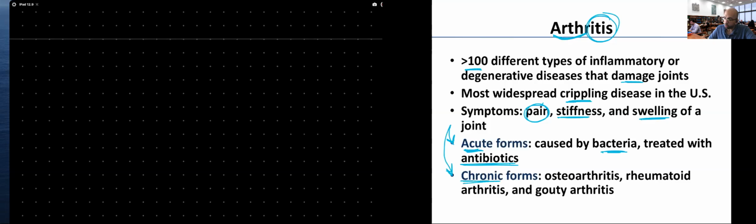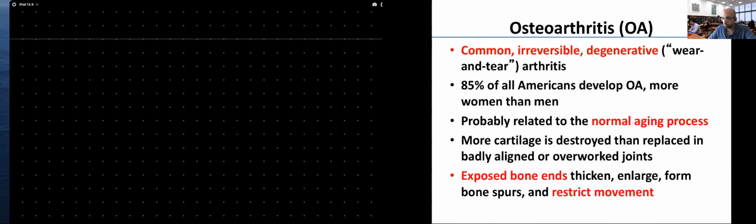Compared to that, chronic forms of arthritis take years. So a person would have a problem with his joint. It gets inflamed for years. Sometimes it gets better, sometimes it gets worse. And this includes osteoarthritis, rheumatoid arthritis, and gouty arthritis. Those again are three of the most common chronic forms of arthritis.